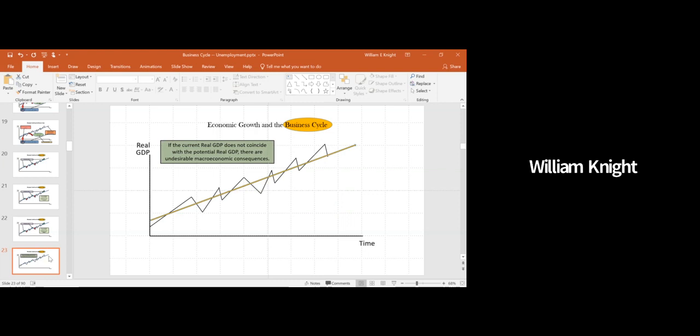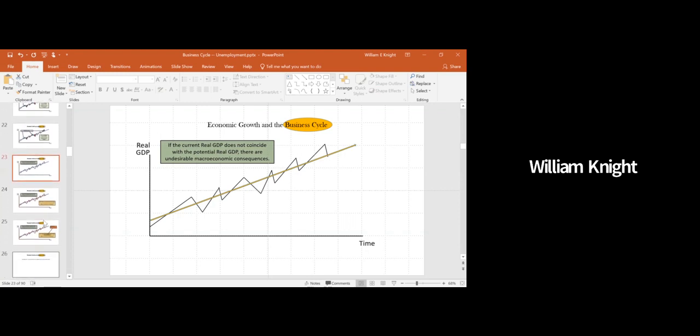Now, the current real GDP does not always coincide with the potential GDP. As you can see, there are only a few moments in time where they actually coincide. Now, when they do not coincide, we get the undesirable macroeconomic consequences of inflation and unemployment.